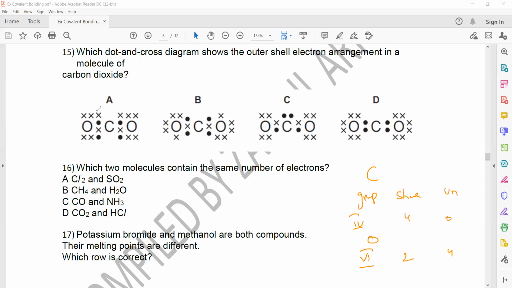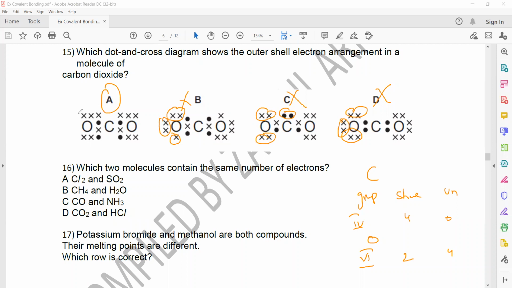So when you check option A, what we draw in between are the shared ones. Even if you check option B, 1, 2, 3, 4 and 5. So 5 unshared, so it cannot be B. In C, oxygen has 4 unshared, but carbon has 2 unshared electrons, while carbon should not have any unshared electrons, that's why it is not C. What about D? Oxygen has 6 unshared electrons, but it should have only 4 unshared electrons, so it cannot be D. So what is the right answer?